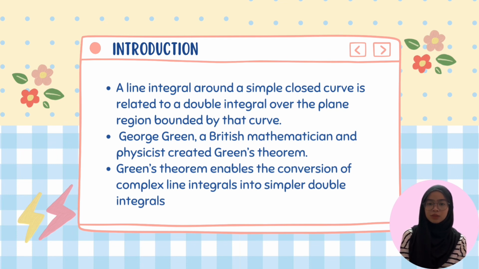George Green, a British mathematician and physicist, introduced Green's theorem in 1828. Green's theorem relates a line integral around a simple closed curve to a double integral over the plane region bounded by that curve. It's a fundamental concept in vector calculus, often applied in vector fields of a plane. Green's theorem allows conversion of a complex line integral into simpler double integrals and vice versa.